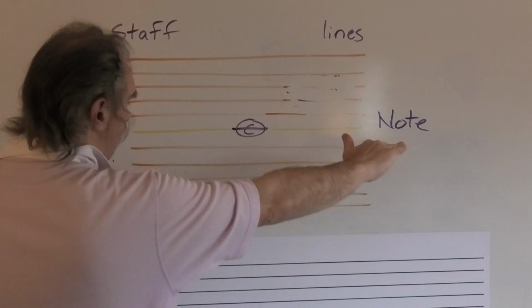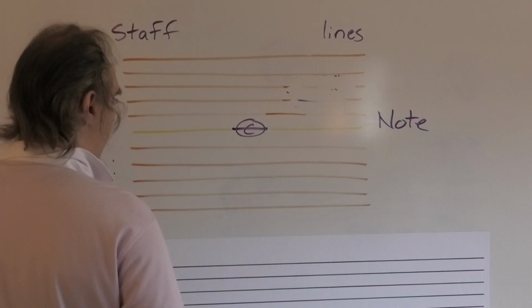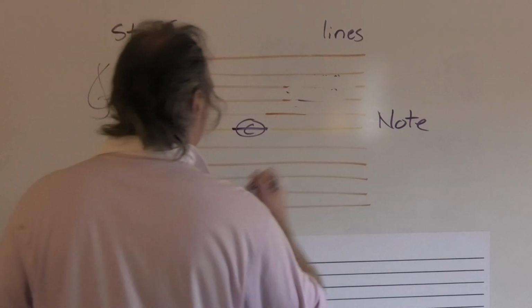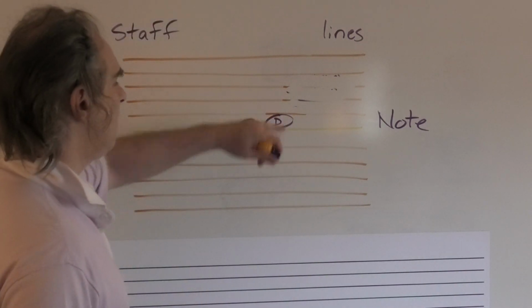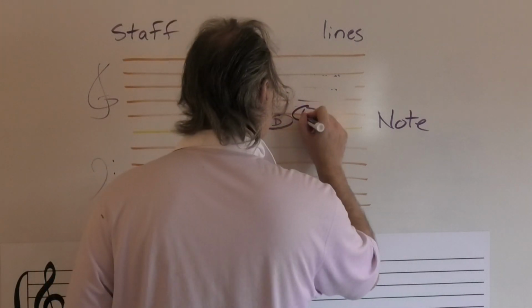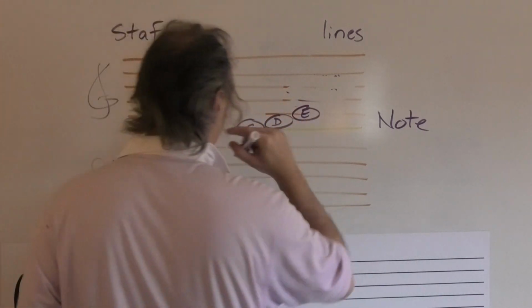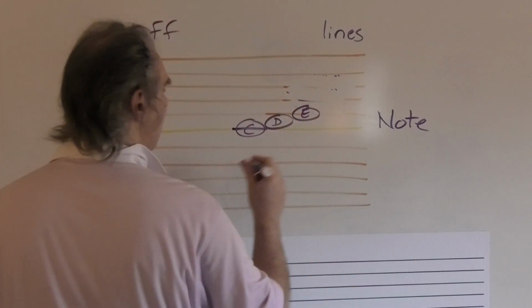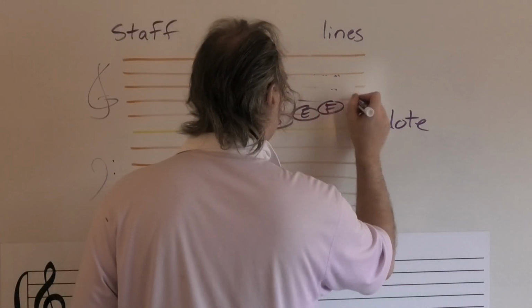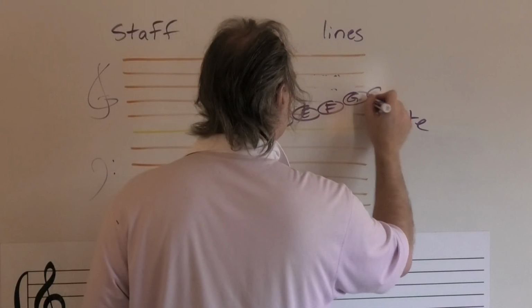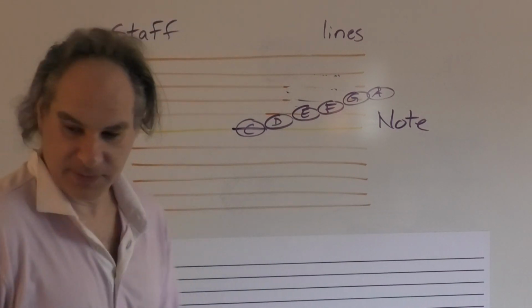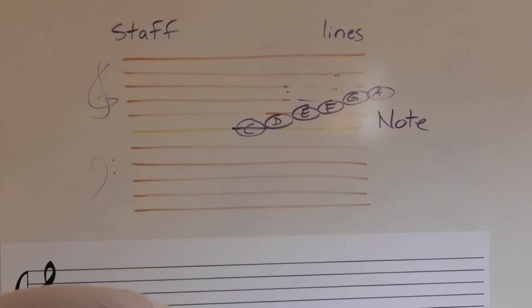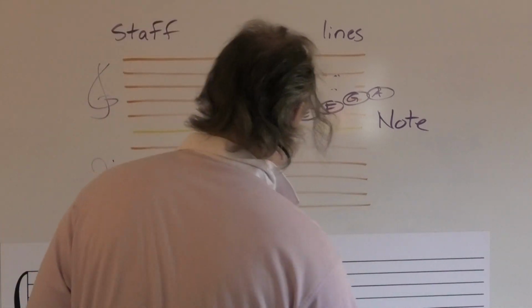So C is on the middle line right there. Then we have D, which is on the space. So we're going to go line, space. Then we have E, which is on the line, the bottom line on the treble staff. We have F, G, and after G would be A. C, D, E, F, G, A. Here you go. You want to write that there?